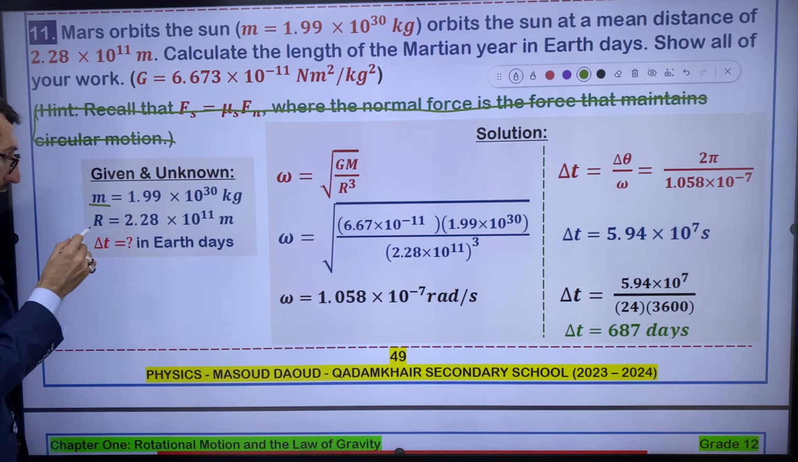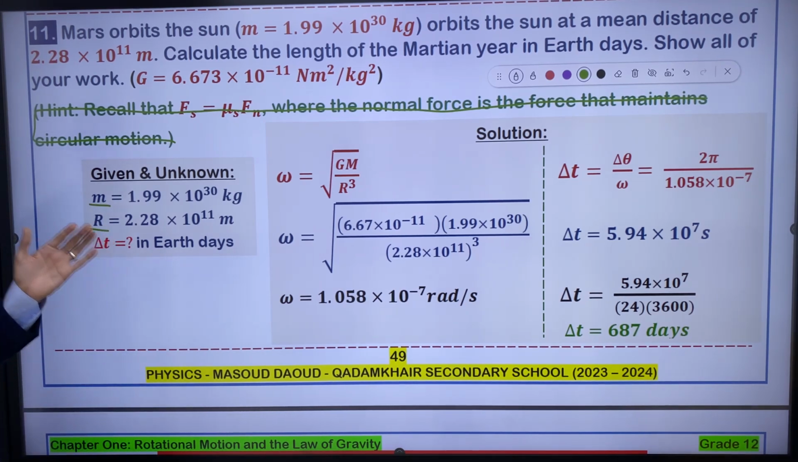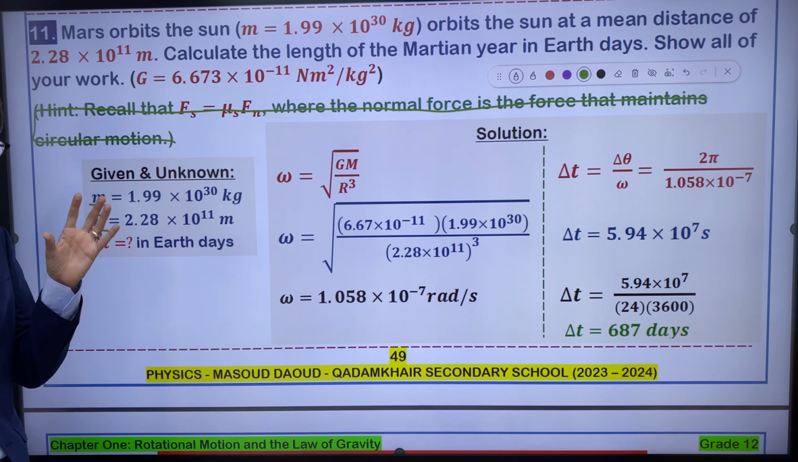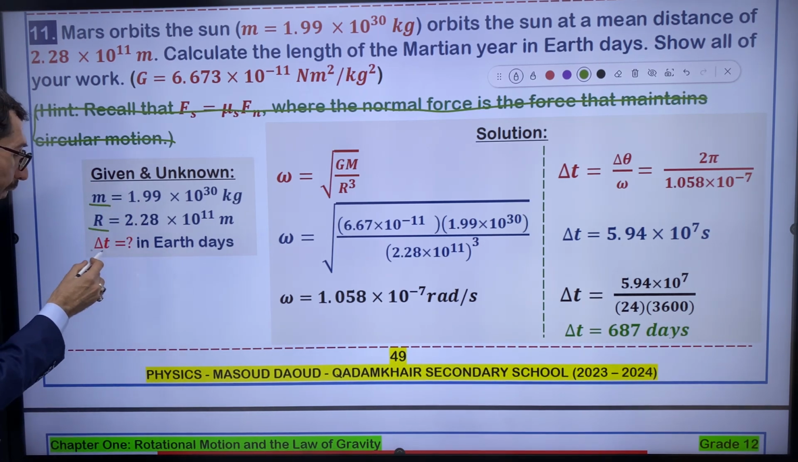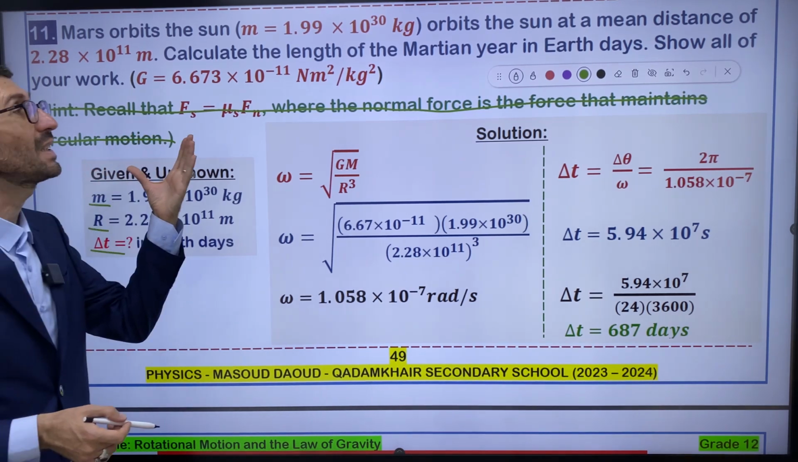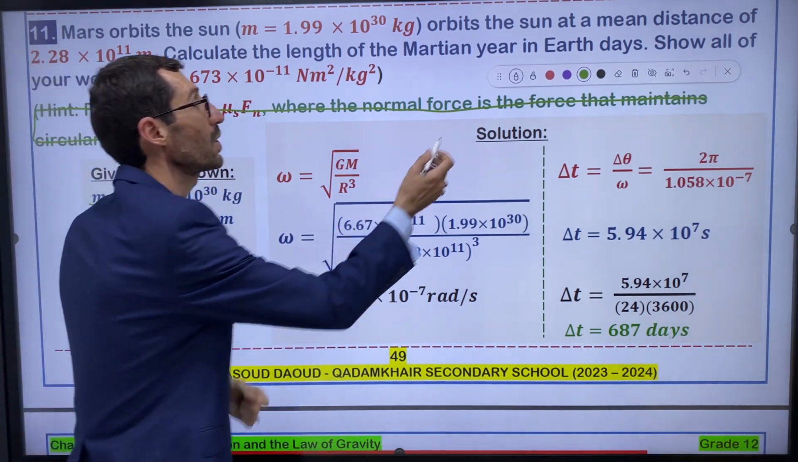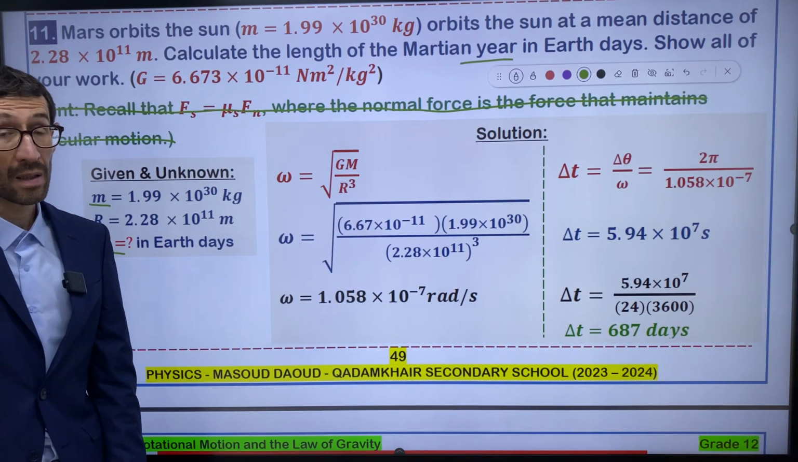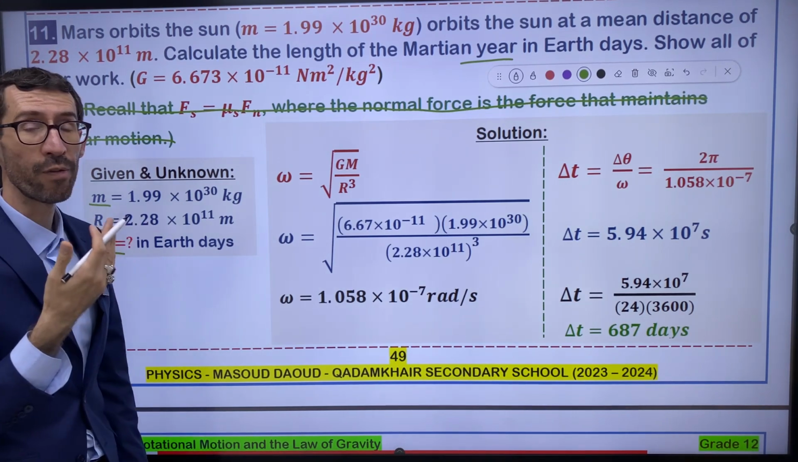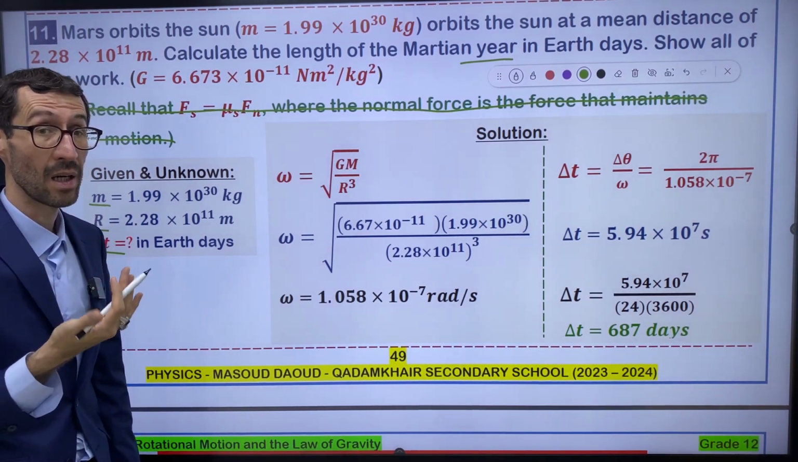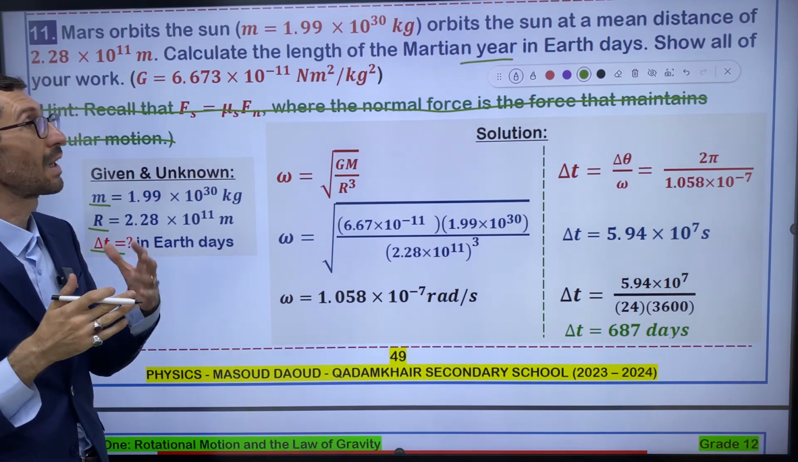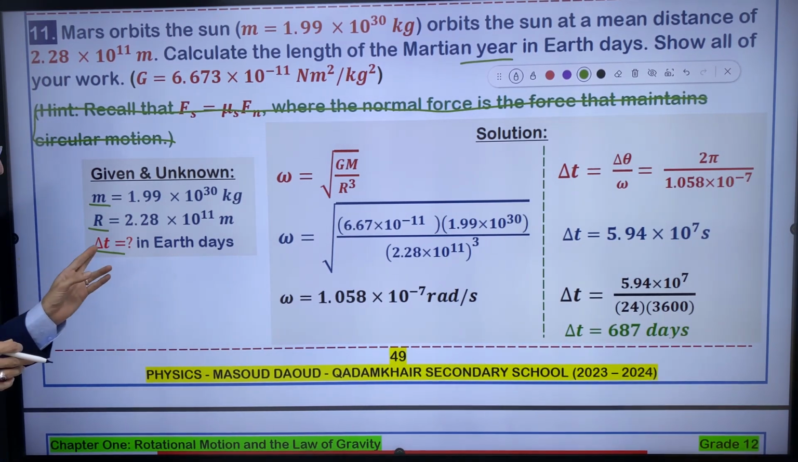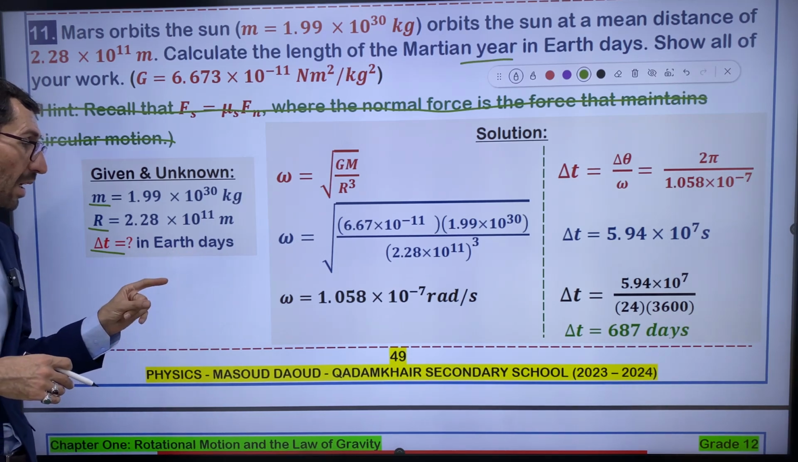So the information, I summarized it for you. This is the mass of the sun, and the radius or distance between the center of Mars and the center of the sun. And we look for delta T. It says, calculate the length of the Martian year. It talks about the year. Calculate the length of one year of Mars. So it talks about delta T. But delta T is not in seconds, it's in days.